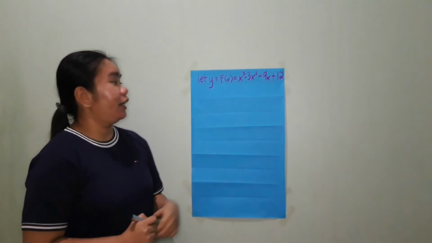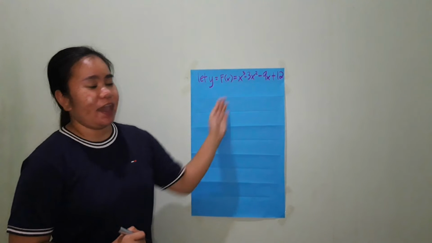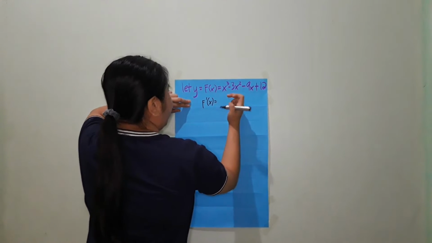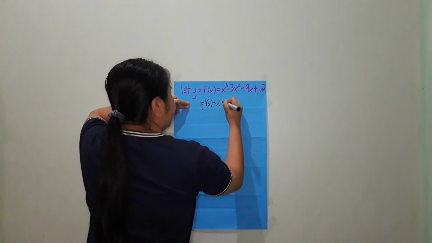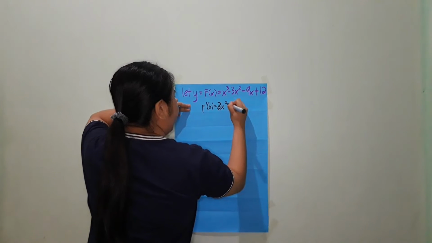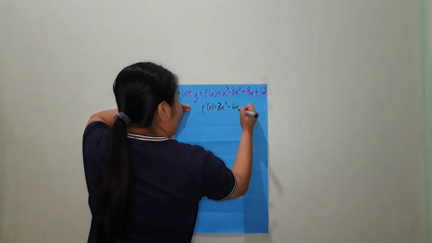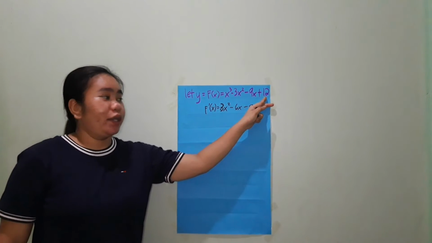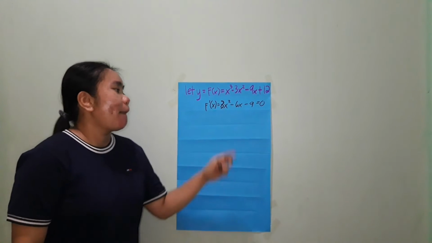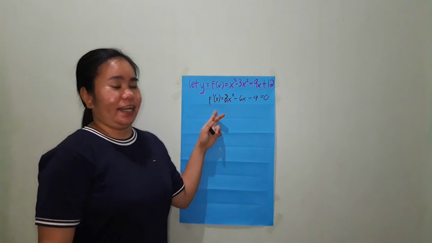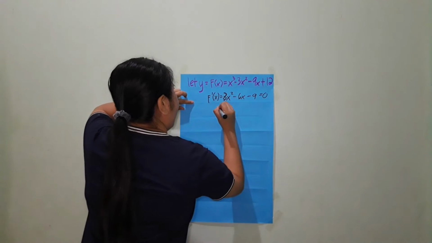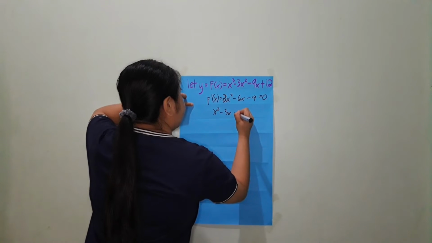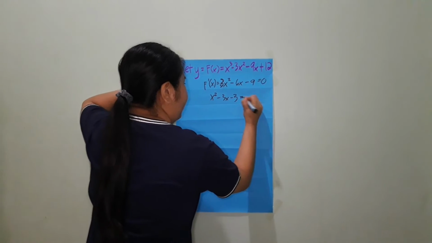So, the first step here is we need to derive the given, which will become f prime of x is equal to 3x squared minus 6x minus 9 is equal to 0. Since hindi na natin makukuha yung 12 kasi wala naman siyang variables. Then after, i-divide lang natin siya sa 3. So, magiging x squared minus 3x minus 3 is equal to 0.